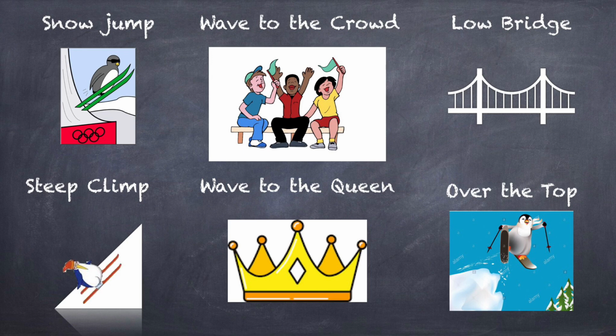Our next action is wave to the Queen. When you see the crown flash up on the screen, this is when you will shout, "Hello, ma'am," and wave with one hand to the right, giving that Queen a royal wave.